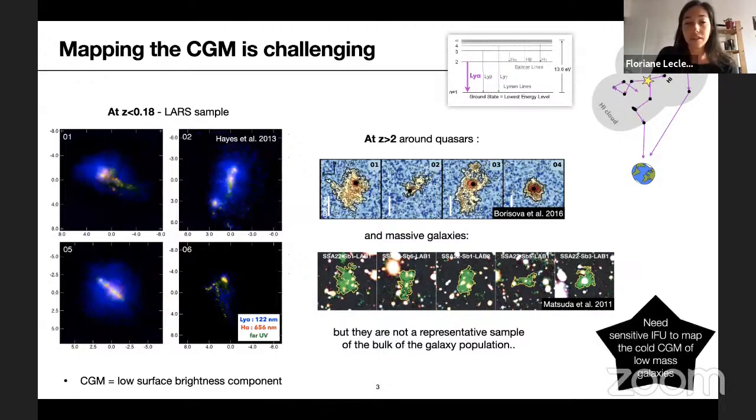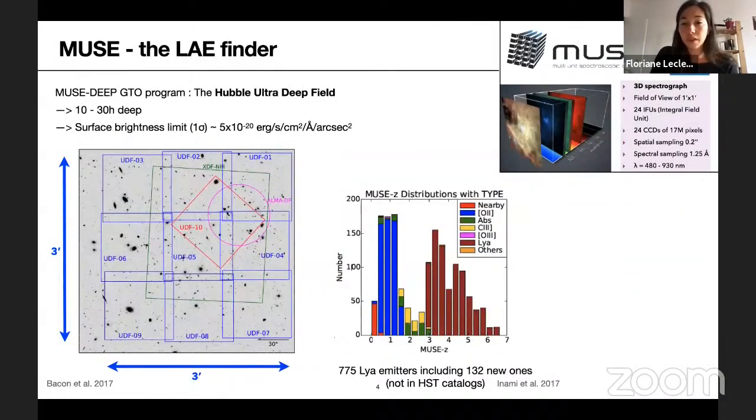And for that, we need sensitive instruments. And this is what we are trying to do with MUSE, which is an IFU. All the results I'm going to present here are based on data from the MUSE Deep GTO program, targeting the MUSE Hubble Ultra Deep Field. Those MUSE data are 10 to 30 hours deep, and it is a mosaic of 3 by 3 MUSE fields.